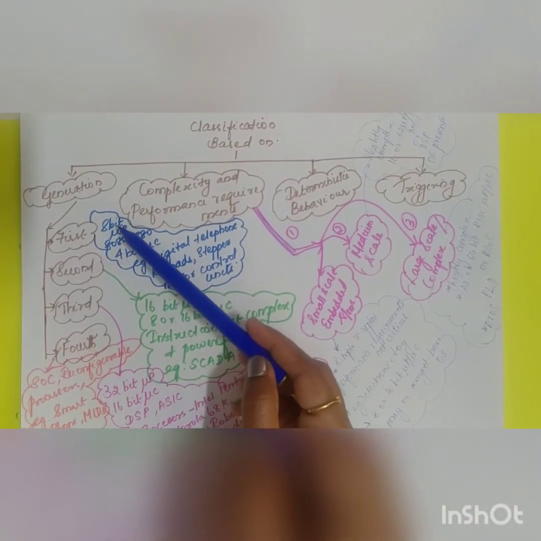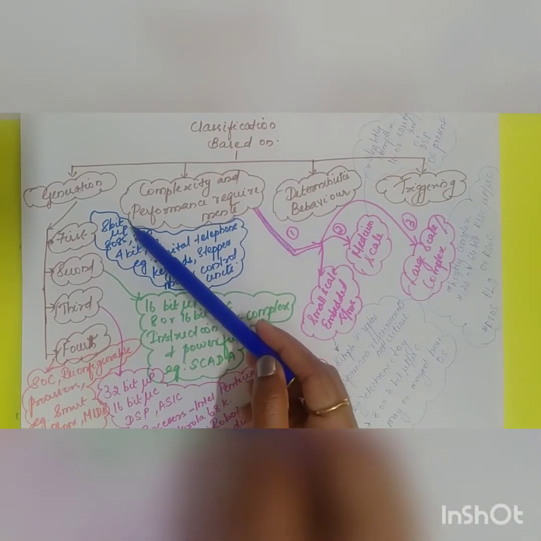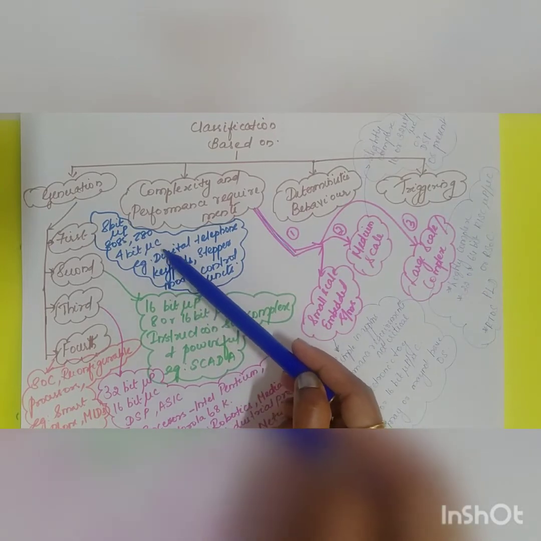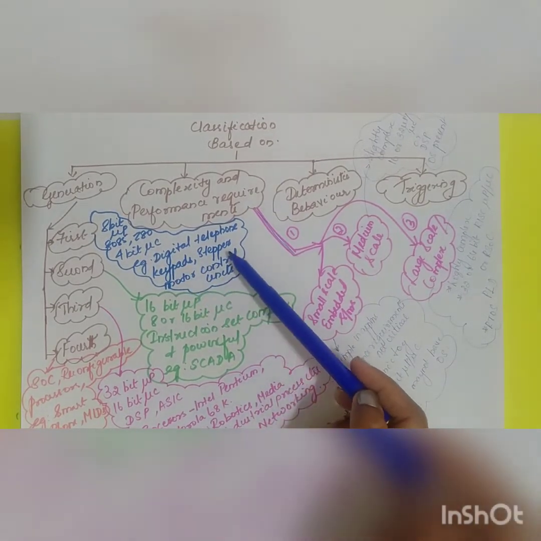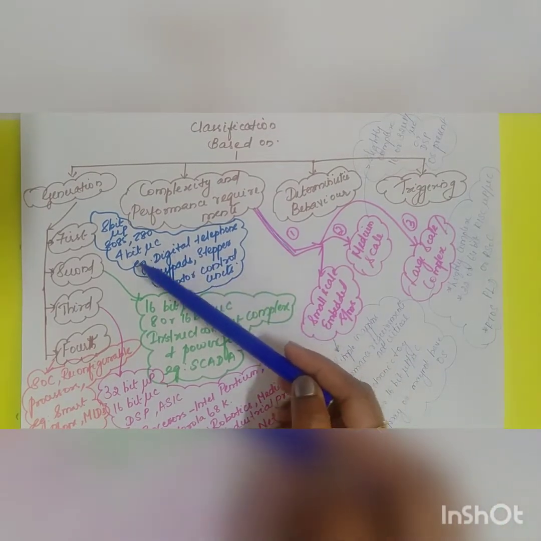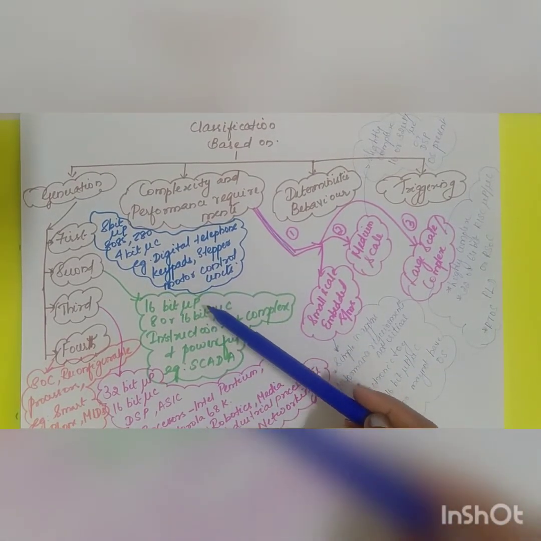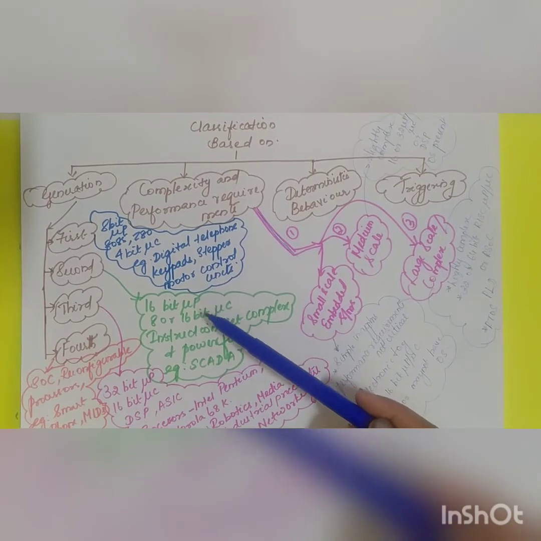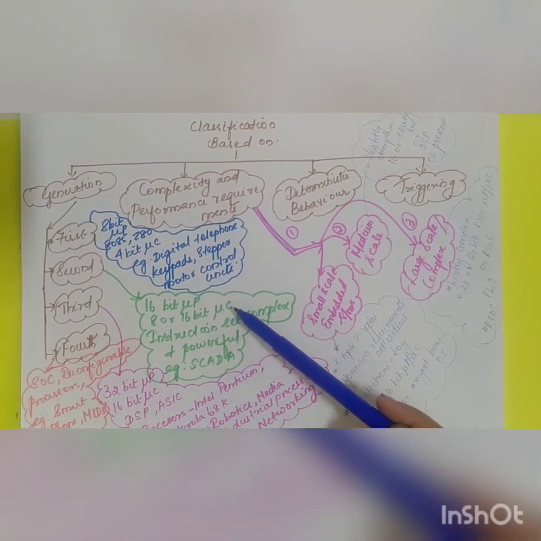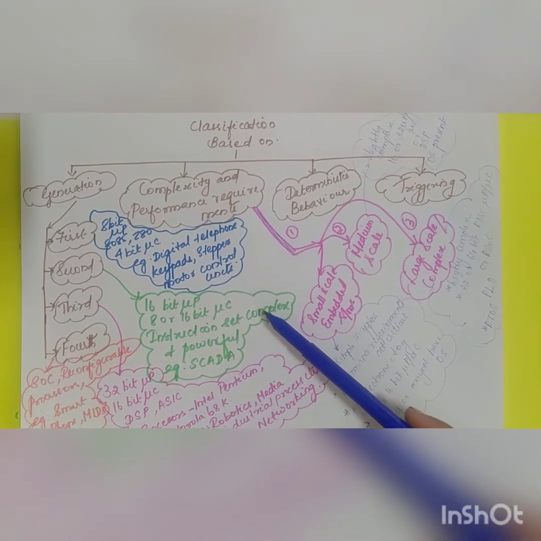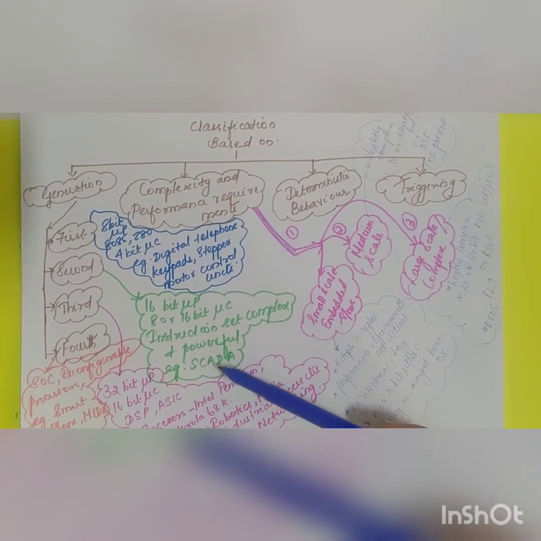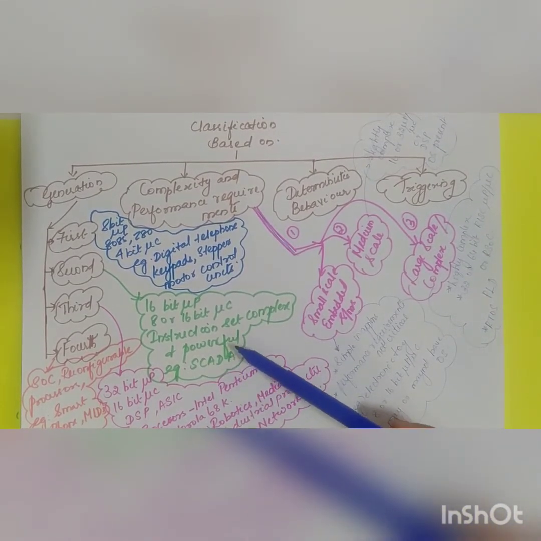In the first generation, it uses an 8-bit microprocessor and a 4-bit microcontroller. Examples are digital telephone keypads, stepper motor control units, etc. The second generation uses a 16-bit microprocessor and an 8 or 16-bit microcontroller. The instruction set is very complex and powerful. An example is SCADA, supervisory control and data acquisition system.